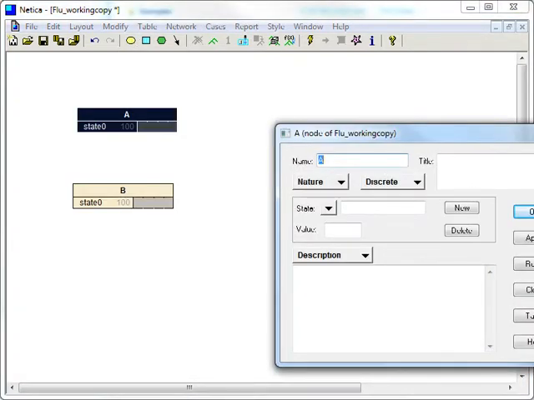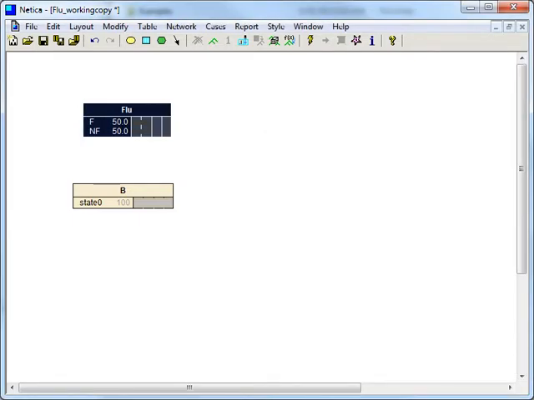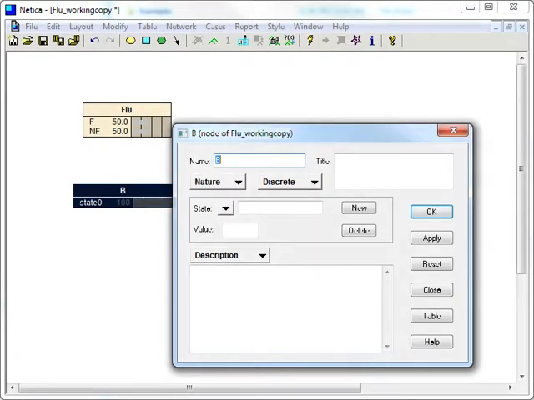And this first one I'll call flu, and my two states are F, I have the flu, and NF, I don't have the flu. And that's okay. And then the next one, it's going to be the test, and my two states are positive and negative. So those are my two outcomes.